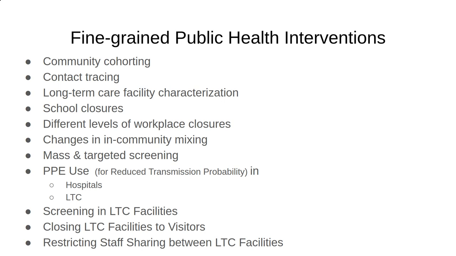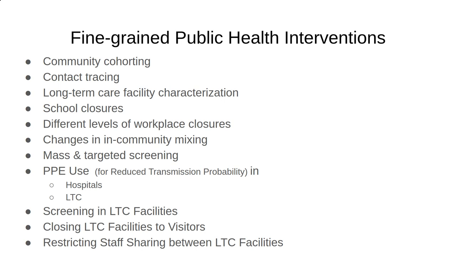This model is exquisite in its capacity to represent fine-grained public health interventions. These include aspects of community cohorting, contact tracing at an individual level, long-term care facility characterization, so characterization of the size and composition, and indeed infection spread within long-term care facilities, staff sharing and dynamics associated with that, school closures, different levels of workplace closures. Through some recent extensions, there's a capacity to look at changes in in-community mixing of individuals, neither at home nor workplace, nor school, and mass and targeted screening, and screening at different levels.